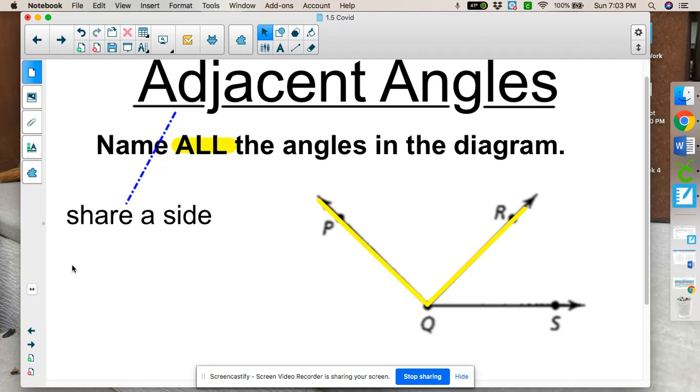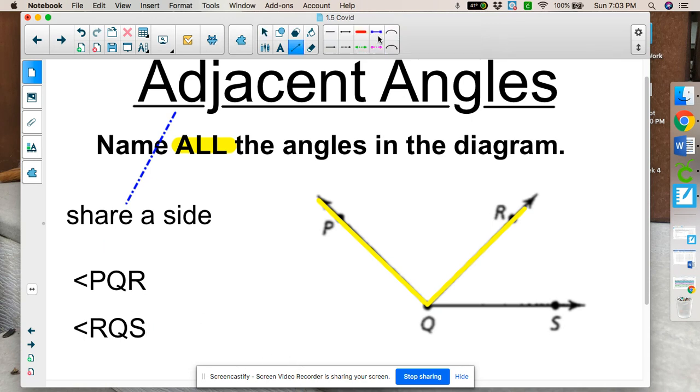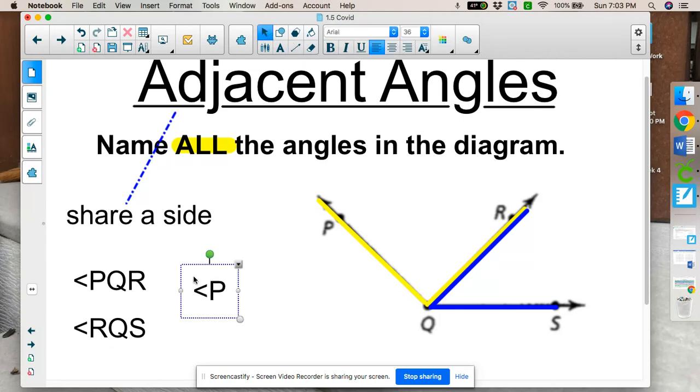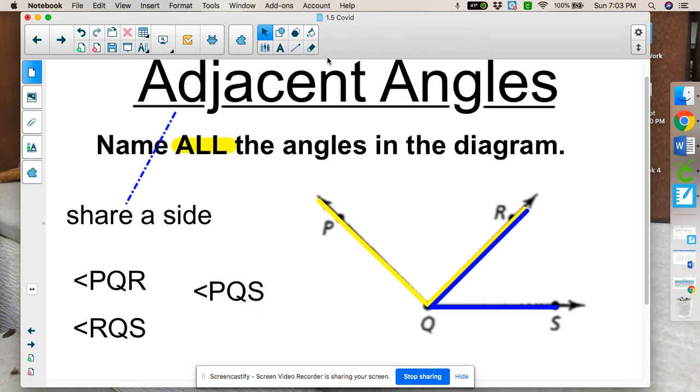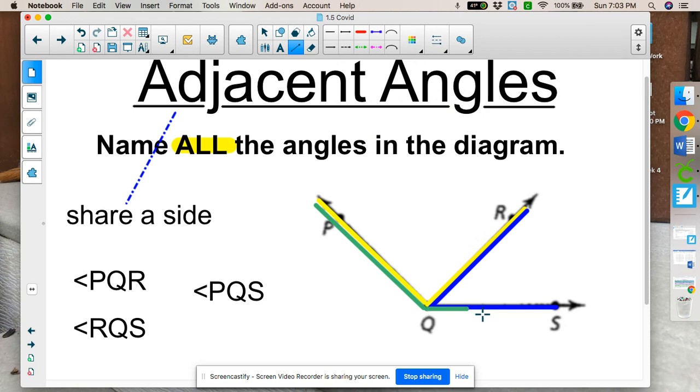So in this diagram, I see angle PQR, which is the angle I've highlighted. I see angle RQS, which would be the other side, which would be this guy. Think of this part just how we had when we had a segment, we had two smaller pieces equal the whole thing. And then the entire angle would be PQS, which would be the entire opening from here all the way to here. So there's technically three angles in the diagram, just like what happened when we were working with segments.